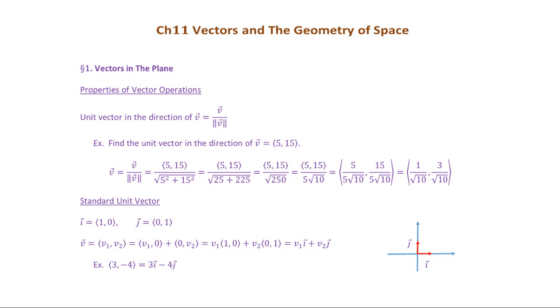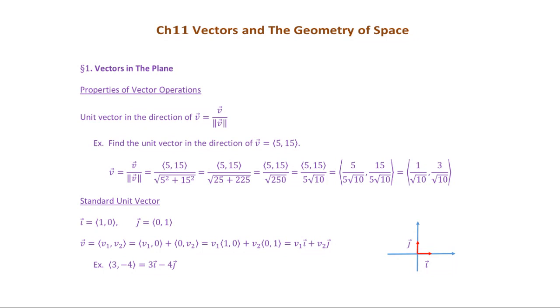A unit vector has length 1, but at the same time you still have the same direction as V, right? Because you divide by a scalar, you just rescale the vector V. The direction doesn't change. So for example, if you want to find the unit vector in the direction of V, which is (5, 15), you just divide V by the length of V.